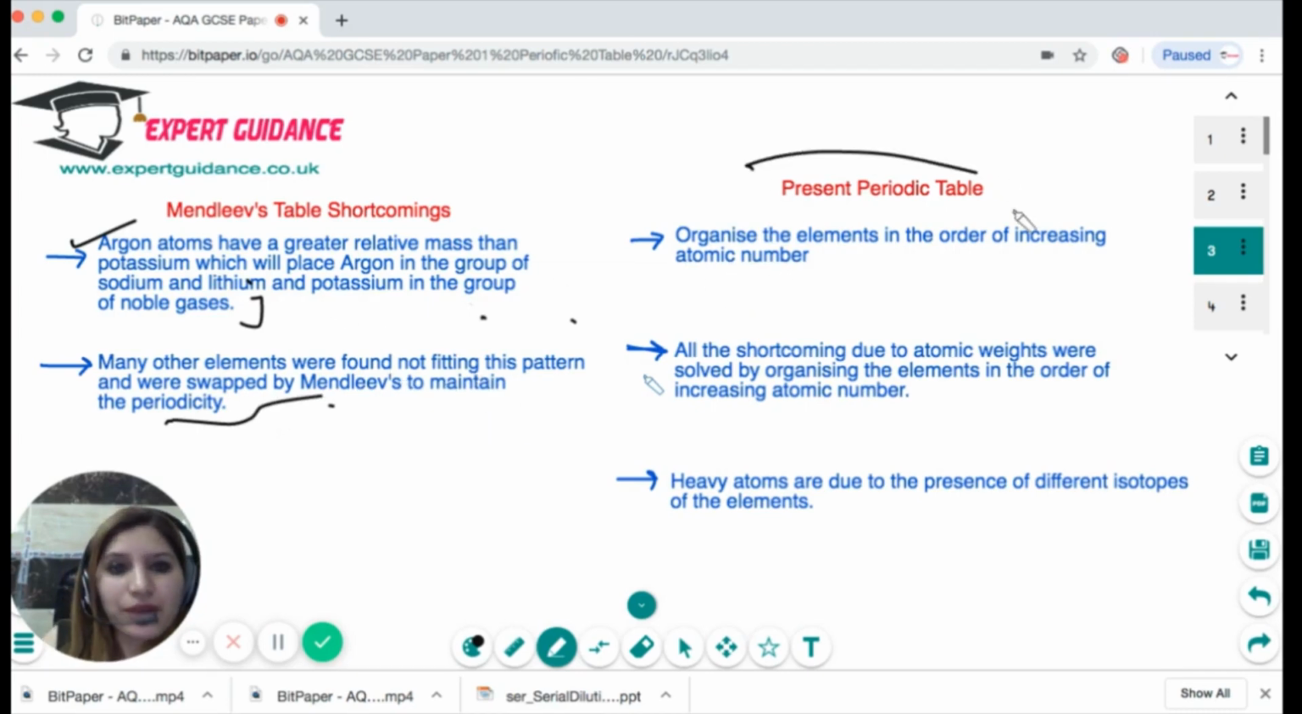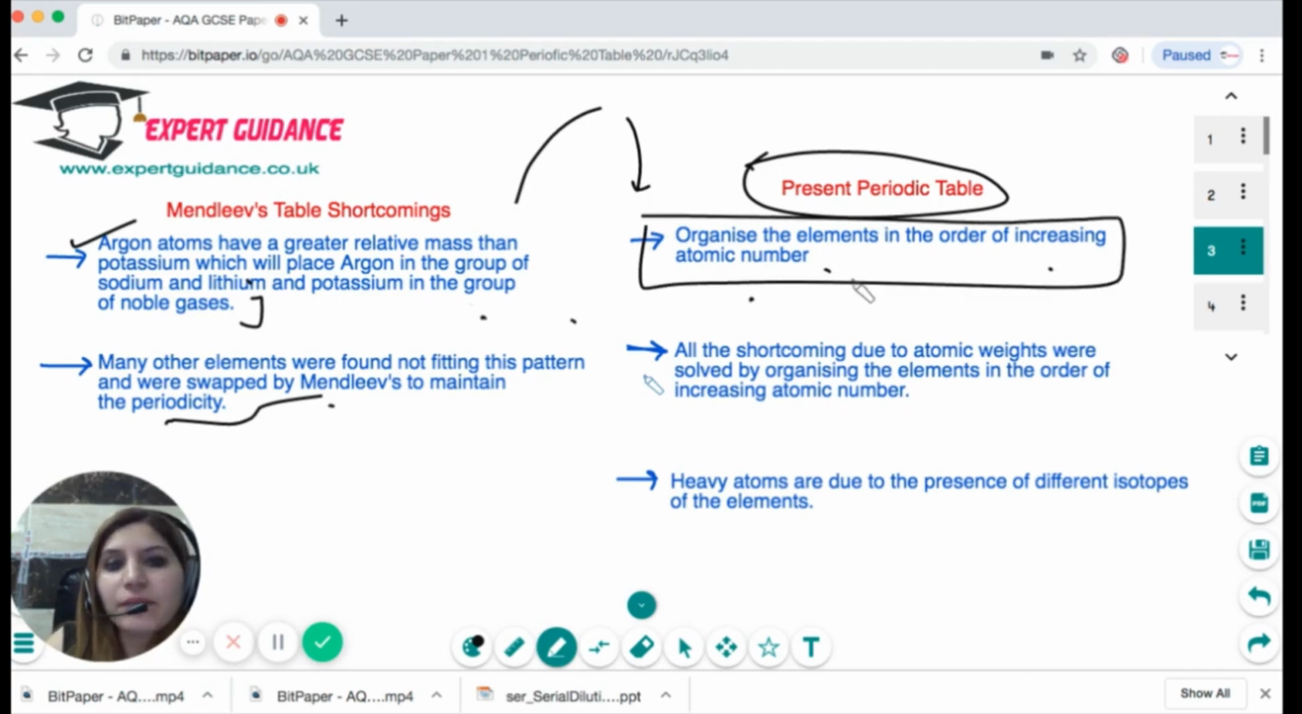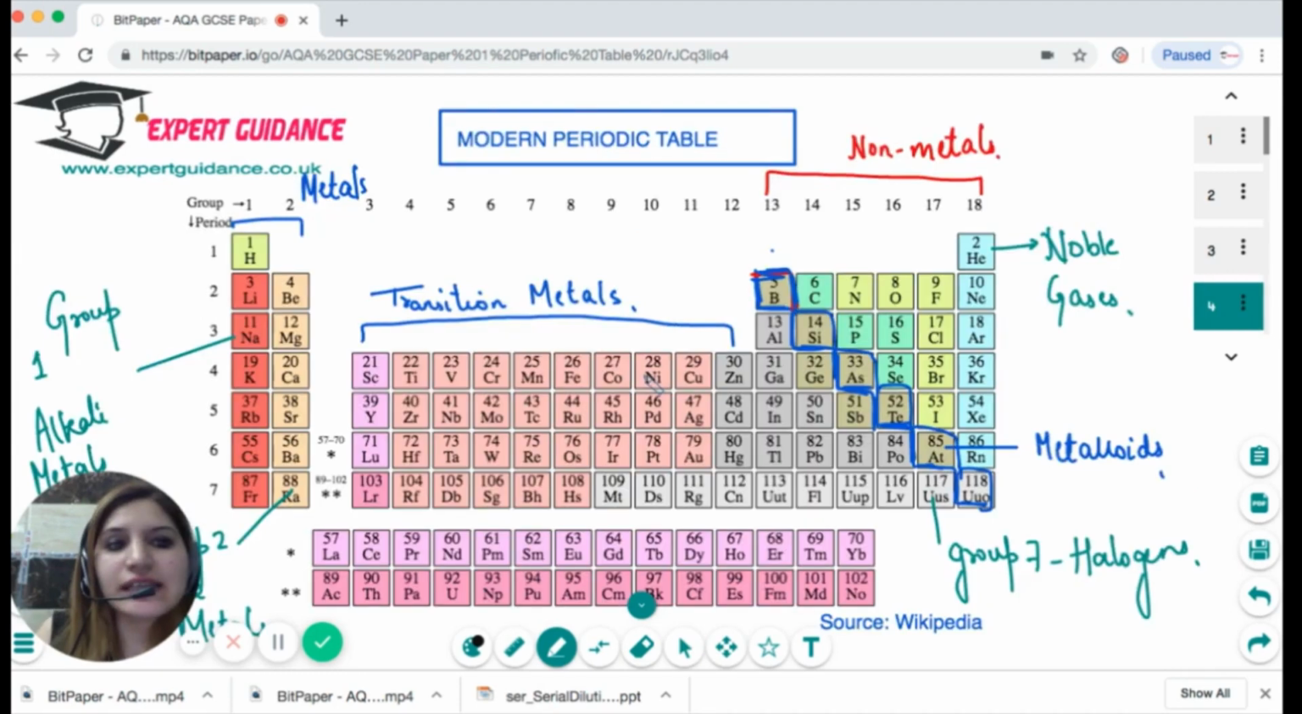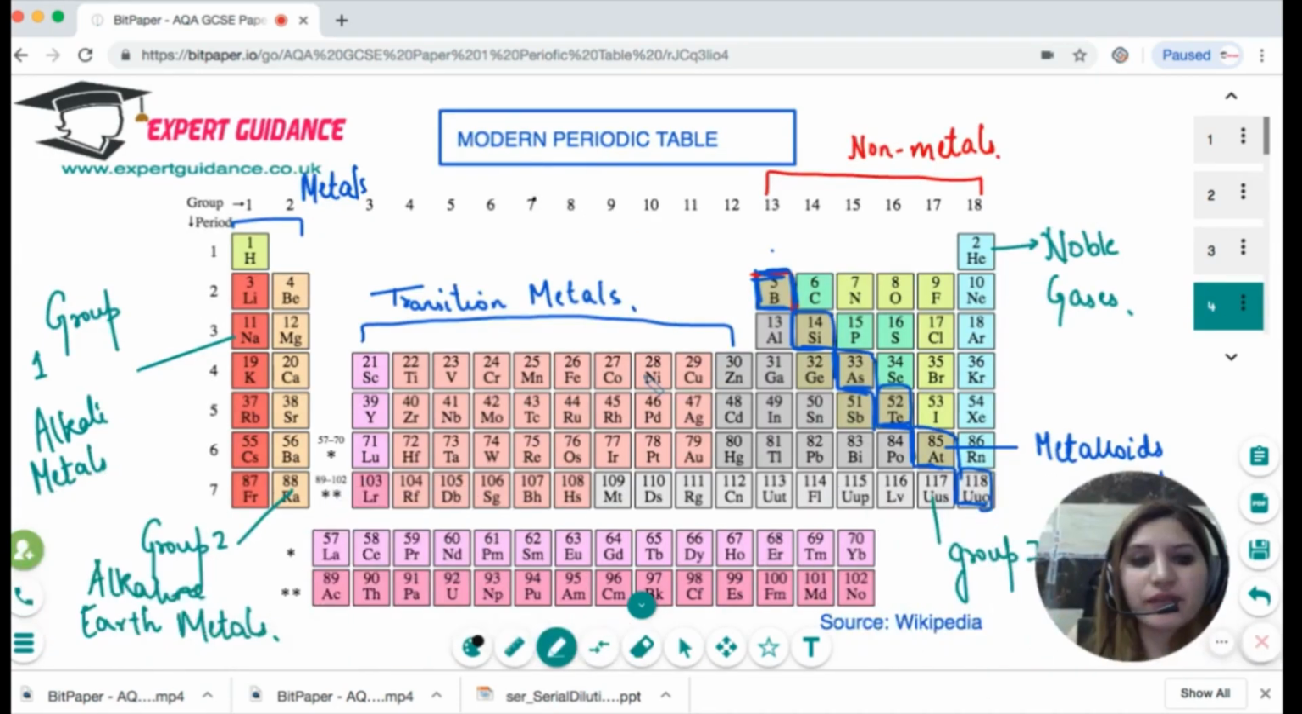Now, the present periodic table overcomes all these shortcomings by organizing the elements in the order of increasing atomic number, or the proton number. So all the problems that were due to dissimilar atomic weights were corrected by this. And when we arranged the elements by atomic number, we came to know that the difference in masses of some of the elements is due to their isotopes, because there are many different isotopes an element can have, and the atomic mass is the average of the isotopic masses of all its isotopes. So this is how we came to the present periodic table.